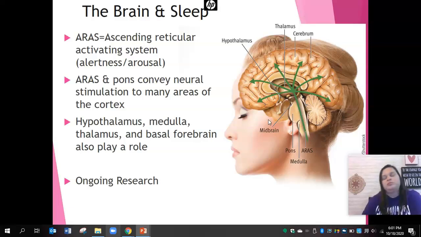A lot. We know that the brain is wide awake while the rest of you is not. The reticular activating system plays a role. We know pons plays a major role. The hypothalamus, especially with the release of melatonin, but also the pituitary gland sending out hormones. The medulla is controlling your breathing and your heart rate, which becomes steady and slowed while you're asleep. But lots of research always going on about sleep because it's something we all do, something we all want to do better.